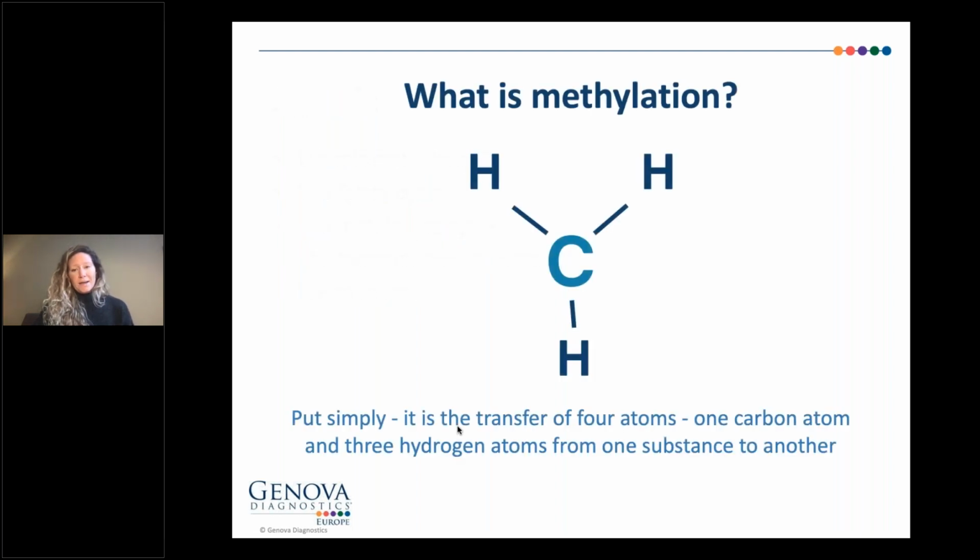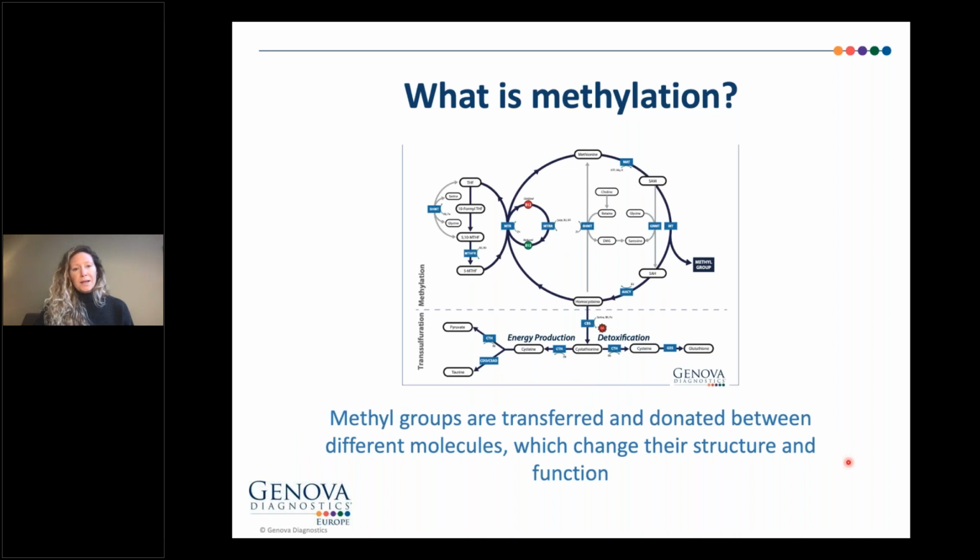So what is methylation? Simply put, it is the transfer of 4 atoms, 1 carbon atom and 3 hydrogen atoms from one substance to another. And this here, what you're seeing in the middle, is what we call a methyl group. So think of methyl groups as substances that act like billions of switches, which do things like turn genes on or off. They help to regulate mood, detoxify hormones, produce energy, and promote healthy aging.